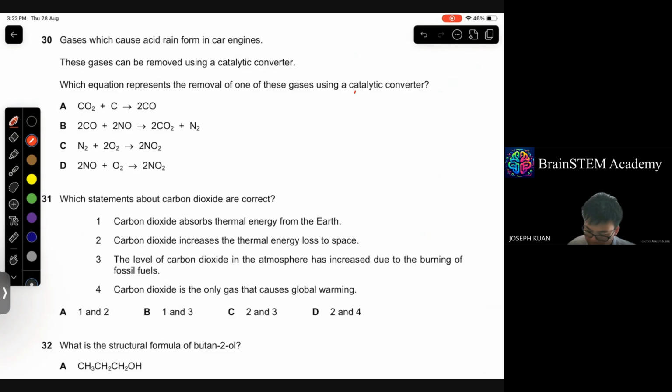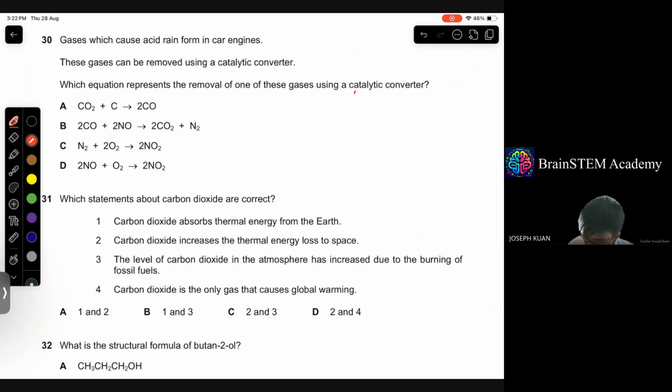Next, the structure of a polymer repeat unit is shown below. Which pair of monomers is used to make this polymer? Now, first of all, we can see that this is a polyamide, because it has this functional group, which is the amide linkage, CONH. That's our functional group. To form an amide, normally in IGCSE syllabus, we focus on using carboxylic acids and also another homologous series called amines.